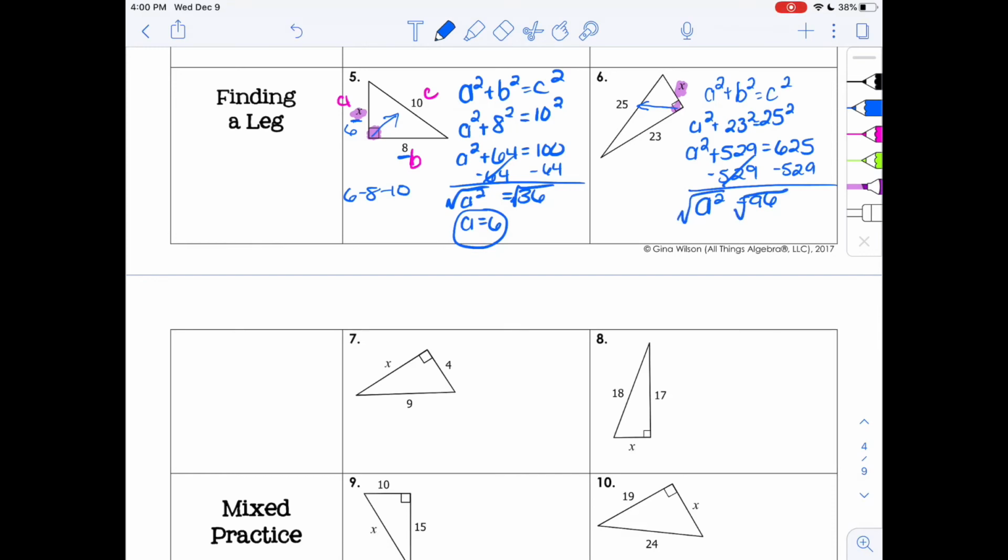And I know 96 is not a perfect square, so I can use a calculator. The square root of 96, again rounding to the nearest tenth, is 9.8. So my missing leg is 9.8. And when I look at my three sides, I need to make sure that the hypotenuse is still my longest, and it is.